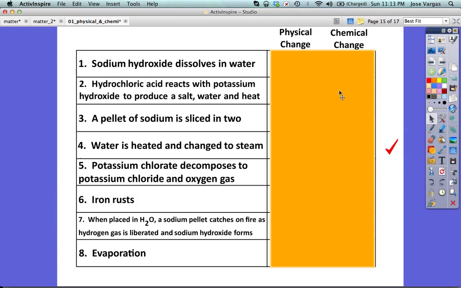Again, click pause to answer the following based on whether it's a physical change or a chemical change.